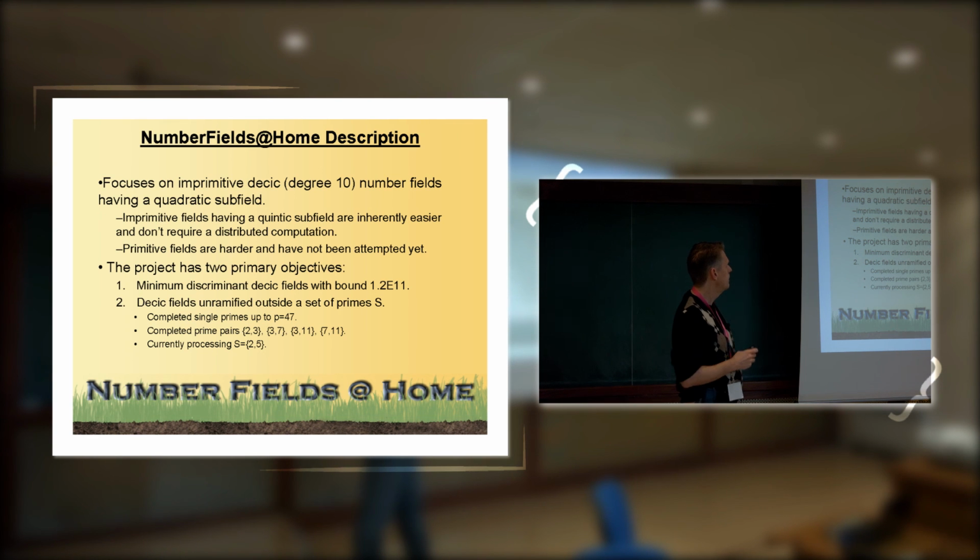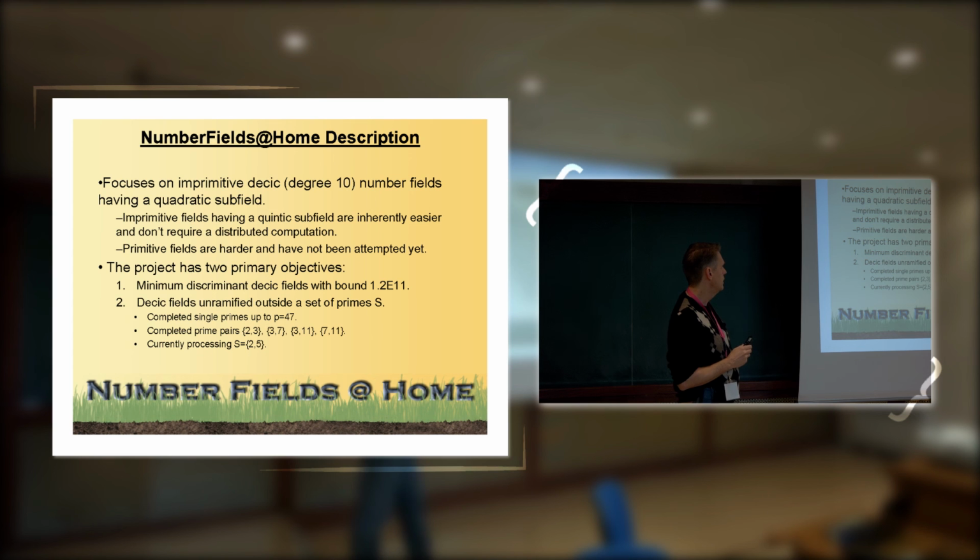Okay, so I'm going to talk now about the actual Number Fields at Home. It focuses on imprimitive decics. By decics, we mean degree 10 polynomials. And we're interested in ones that have a quadratic subfield. So that means degree 5 extensions of a quadratic. You can also do quadratic extensions of a quintic, but those are much easier, and you don't actually need a distributed computing system. With that said, we actually have tabulated a bunch of those fields having a quintic subfield, and they're in the database.